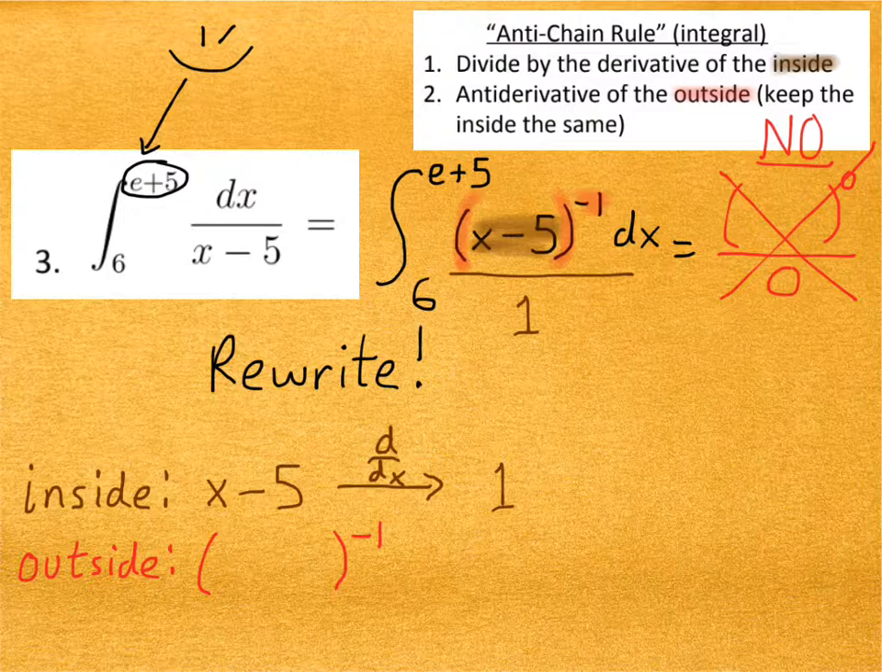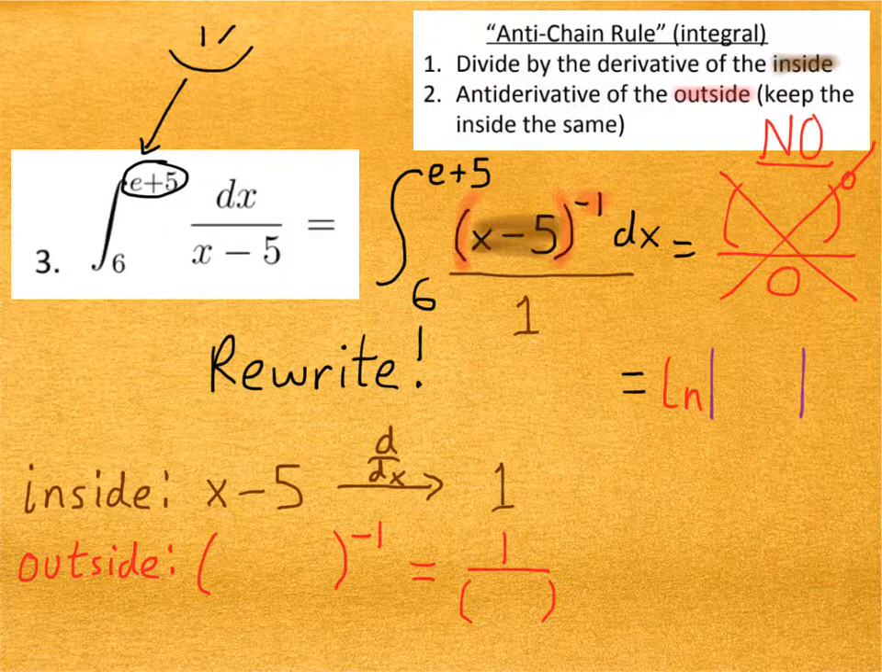Now, if it had been any other negative power, then I could have increased it by 1 and divided by the result and been just fine. But with a negative 1, it's something special. Remember, this is 1 over stuff. What function has a derivative that is 1 over stuff? Oh, that would be the natural log. Don't forget the absolute value bars. And we'll keep the inside the same. There we go.